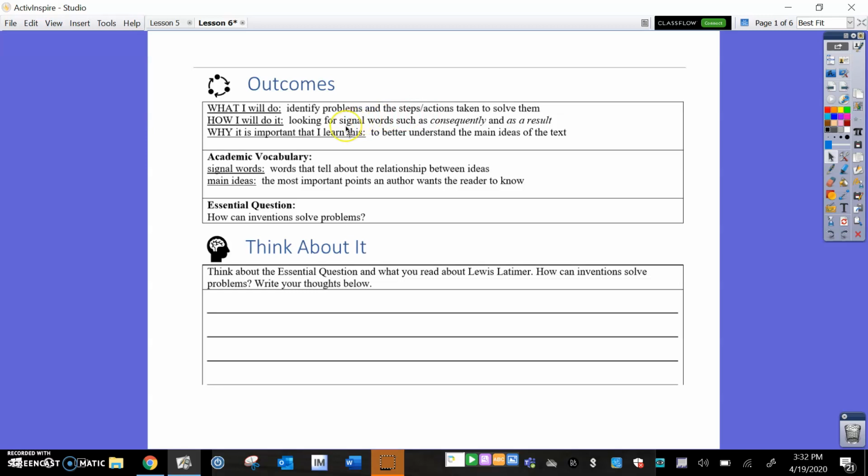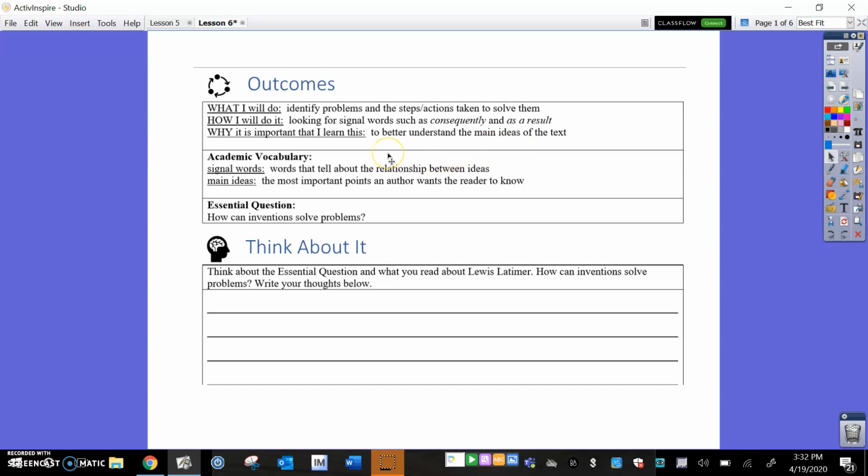We're going to be looking for this by using signal words. Signal words are kind of like transition words where we know something's about to happen. So, consequently, or as a result. If you hear someone say, like, as a result, you kind of know that that's in the effect of something or the solution to something.